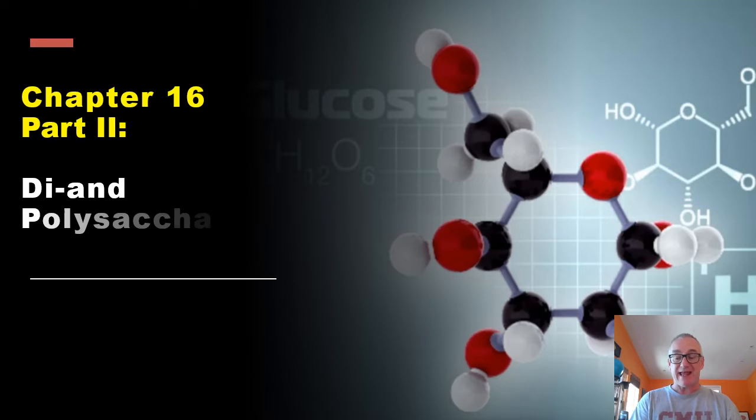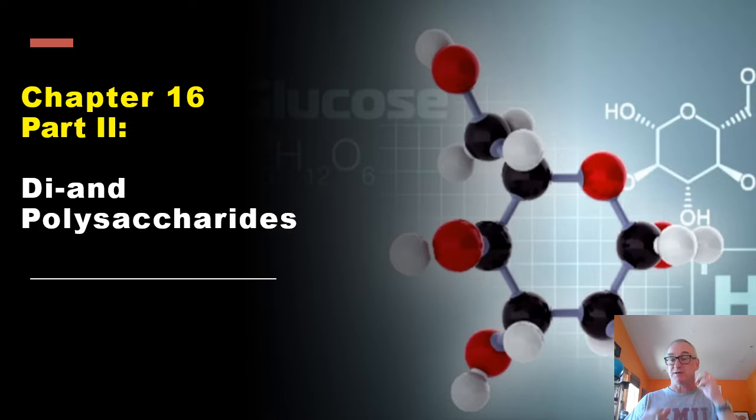Okay, so we've looked at the simple saccharides. We've looked at the monosaccharides, but we don't really come across monosaccharides in nature very much, usually, with the exception of honey, of course, which is filled with fructose. But mostly we come across it in disaccharides and polysaccharides. Di meaning two, poly meaning many.